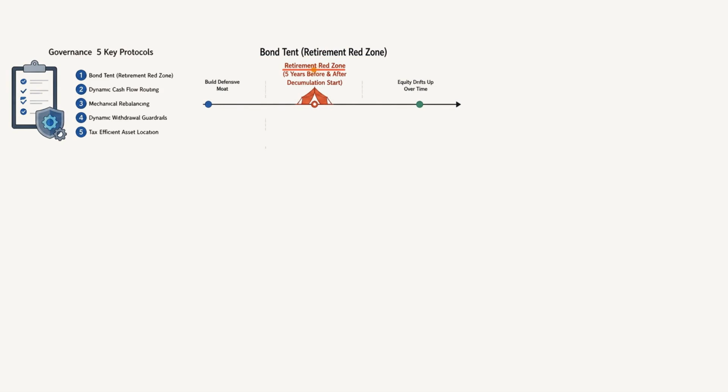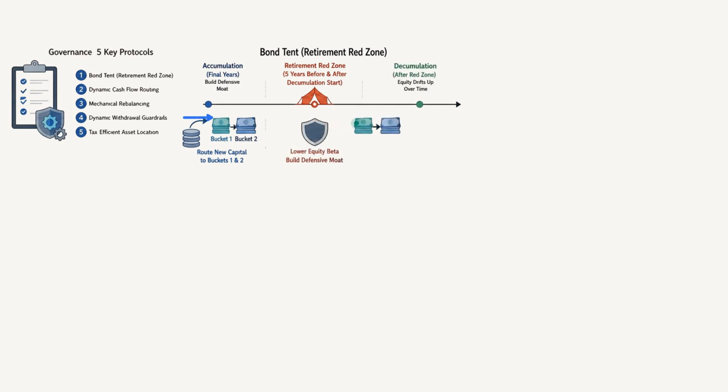In your final years of accumulation, new capital is routed into buckets 1 and 2 to build a defensive moat and lower your portfolio's equity beta. Once decumulation begins and initial risks are navigated, you spend down these fixed income buffers. This naturally allows your equity allocation to organically drift upward over time, which reaccelerates your compounding engine to combat long-term inflation. The second protocol is dynamic cash flow routing.